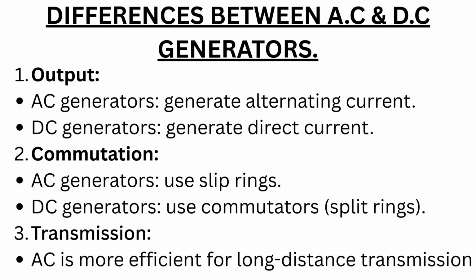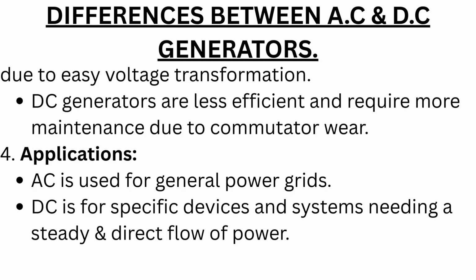What are the differences between AC and DC generators? 1. Output. AC generators generate alternating current. DC generators generate direct current. 2. Commutation. AC generators use slip rings. DC generators use commutators, split rings. 3. Transmission. AC is more efficient for long-distance transmission due to easy voltage transformation. DC generators are less efficient and require more maintenance due to commutator wear. 4. Applications. AC is used for general power grids. DC is for specific devices and systems needing a steady and direct flow of power.